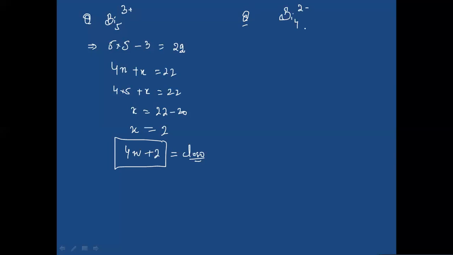Bi4 2-. Again, in this case, it belongs to group 15, so it has 5 valence electrons. The total electron count will be 4 into 5, and since 2 electrons have been gained, plus 2. So this comes out to be 22.